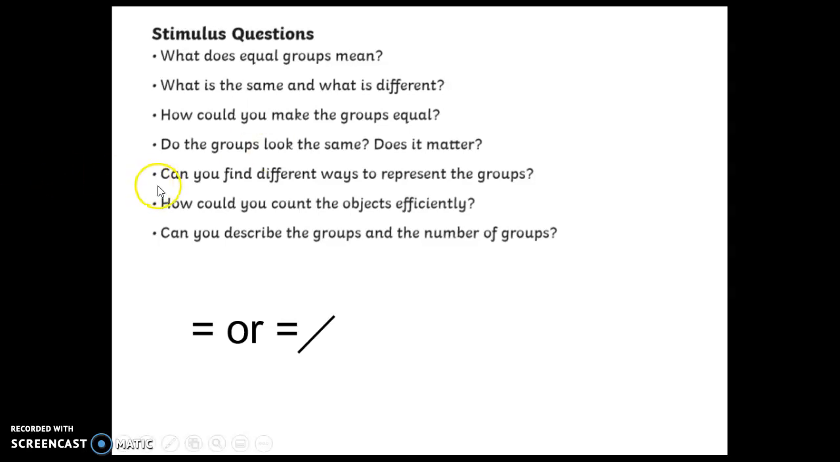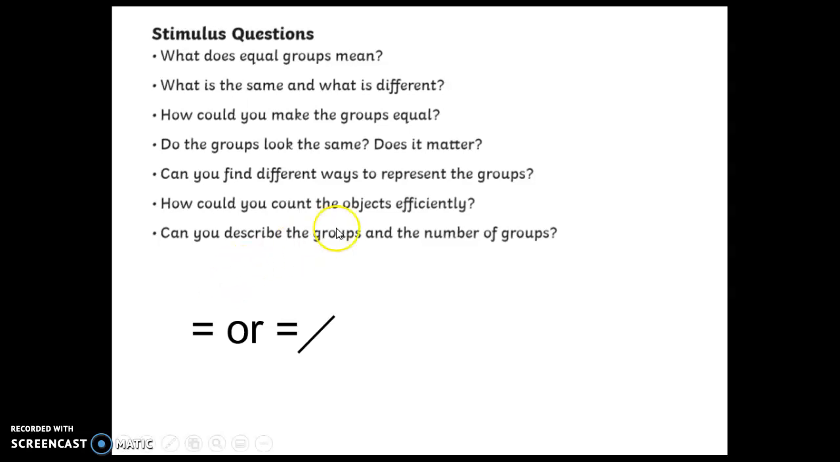When we are sharing them and we're counting up groups, we don't always have to just count in ones. You can try skip counting in other numbers. So maybe you know your 2 times table, your 5 times table, your 10 times table, or your 3 times table. It might help you to count quicker and therefore work out the answer more quickly and efficiently.